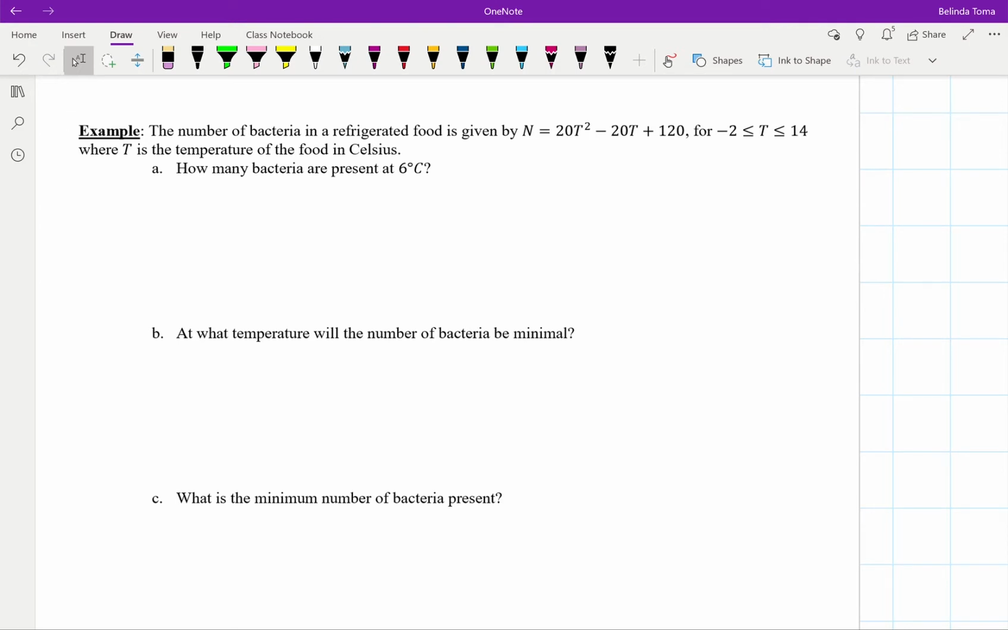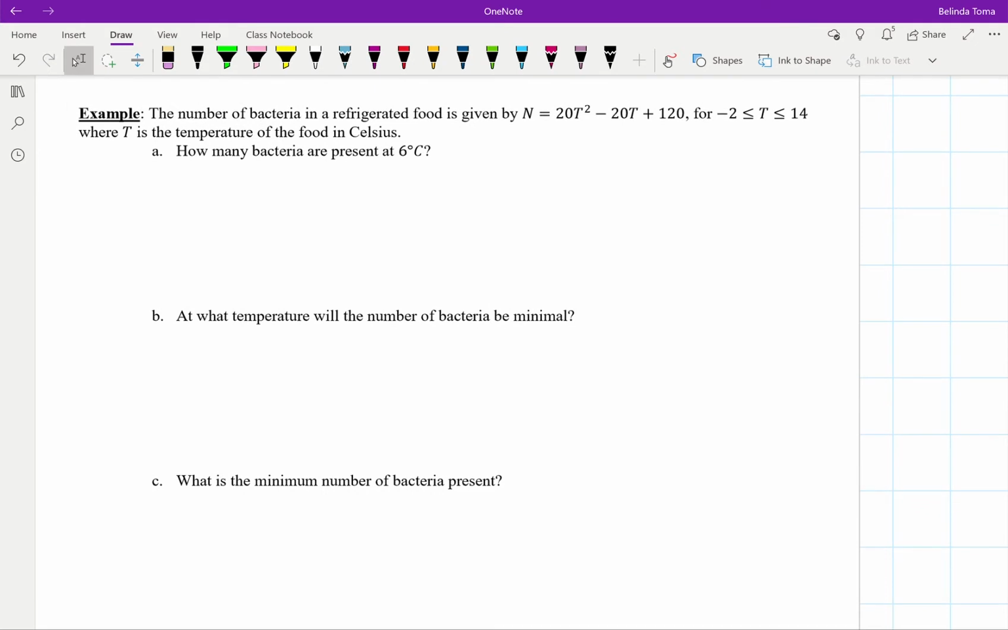We have the number of bacteria in a refrigerated food is given by this function. N is equal to 20t squared minus 20t plus 120. But it only is valid for temperatures greater than or equal to -2 and less than or equal to 14. So again, that would relate to our domain of the function. T is defined as the temperature of the food in Celsius.